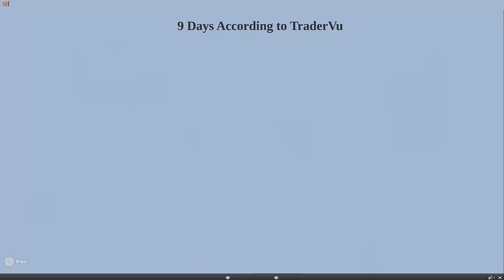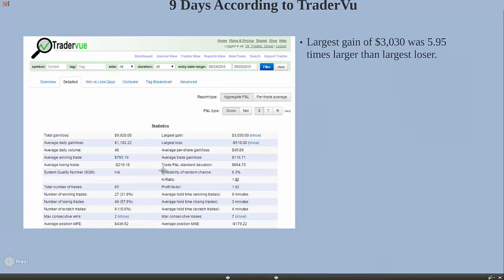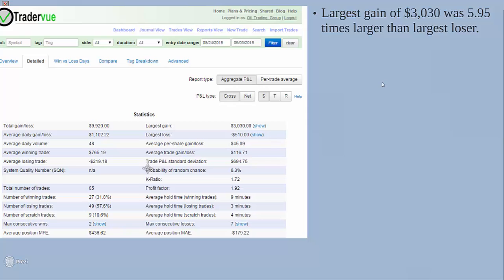9 days according to TraderView, right? We've gone through this. Here are the key elements to these numbers in that 9 days. The largest gain was $3,030, which was 5.95 times larger than the largest loser.